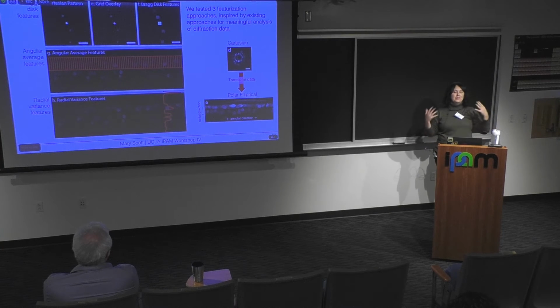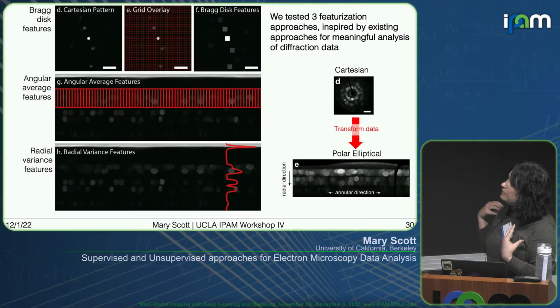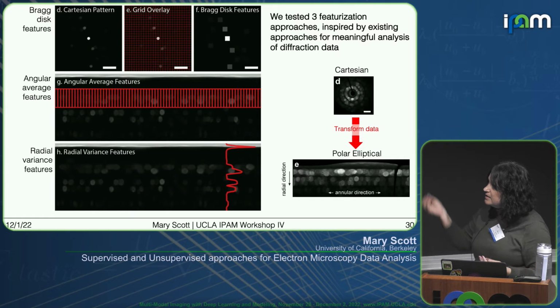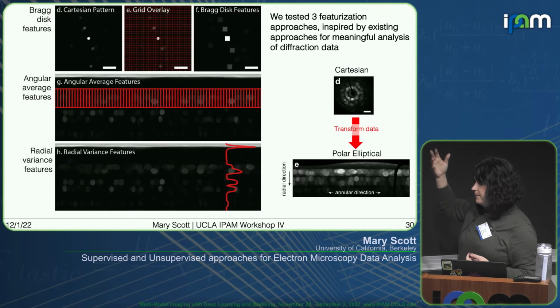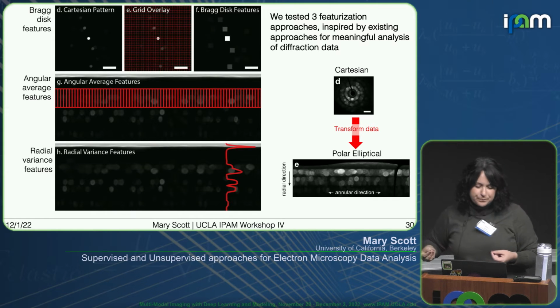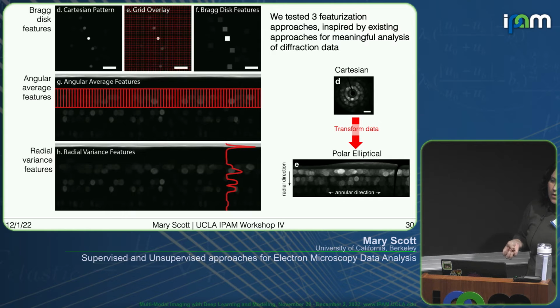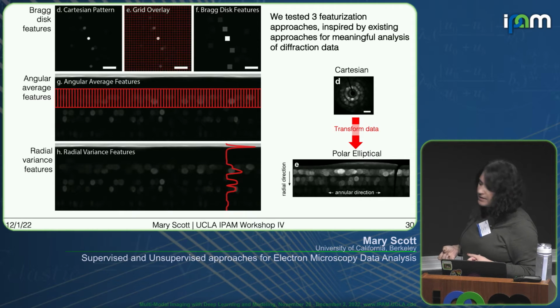you, it is because maybe you're not a microscopist. These are really inspired by existing approaches for physically meaningful analysis of our diffraction data, also with the mindset of we need to reduce down these 2D diffraction patterns into some sort of feature vector. So, of course, one of the really common analysis methods for diffraction data is to simply isolate these Bragg disks and basically register them in XY space. So we tried this. We call this Bragg disk features.